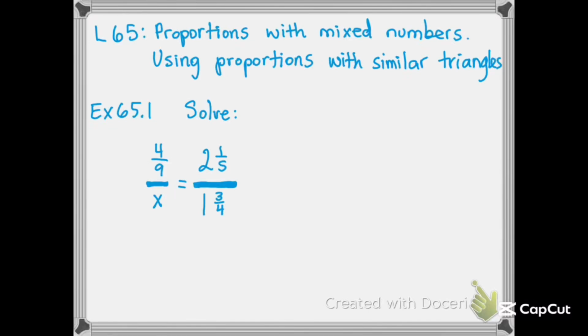Lesson 65, Proportions with Mixed Numbers and Using Proportions with Similar Triangles. Remember, a proportion is when we have a fraction compared to another fraction, or a ratio compared to another ratio. And the way we solve this is by cross-multiplying. Now, we've learned this before. The only difference now is that we're going to have mixed numbers, like here and here.